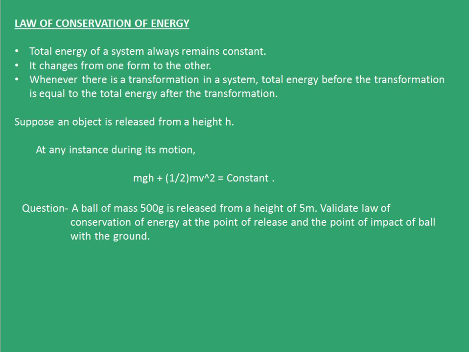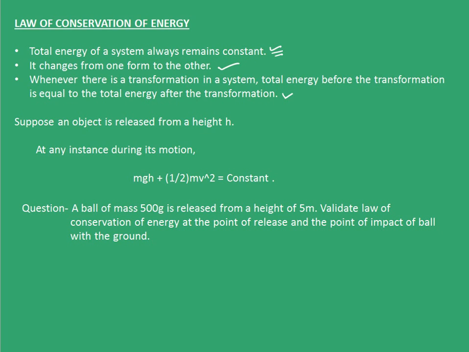Now we see the law of conservation of energy. According to the law of conservation of energy, total energy of a system always remains constant. It changes from one form to the other form. Whenever there is a transformation in a system, total energy before the transformation is equal to total energy after the transformation, which is well stated by the first statement.